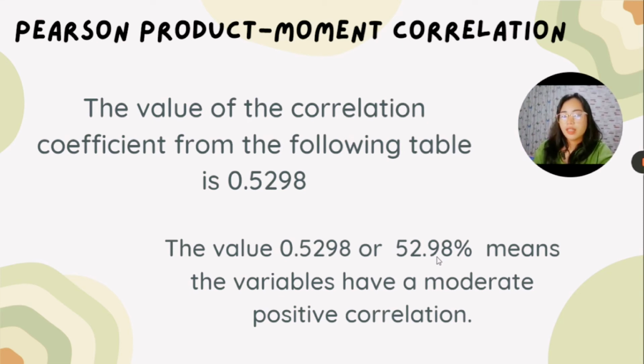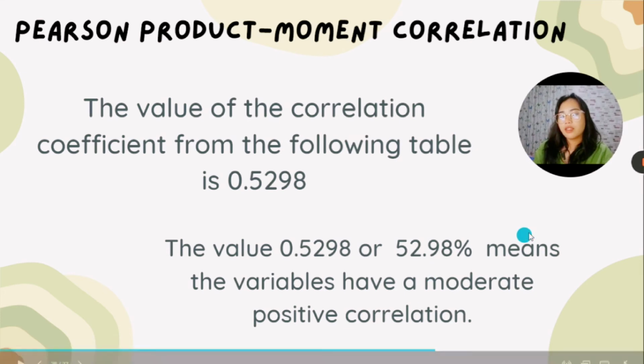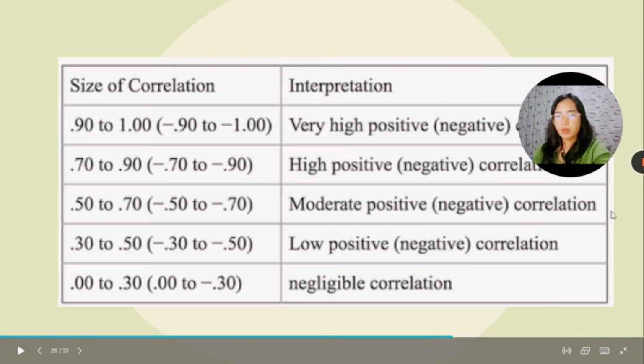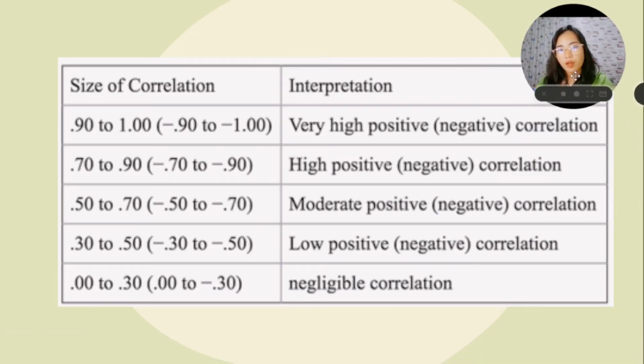Why does it have a moderate positive correlation? Because according to this table of interpretation, 0.5298 falls in the size of correlation 0.50 to 0.70. It has a moderate positive correlation. So I hope you get that. That is how you solve for the Pearson product moment correlation.